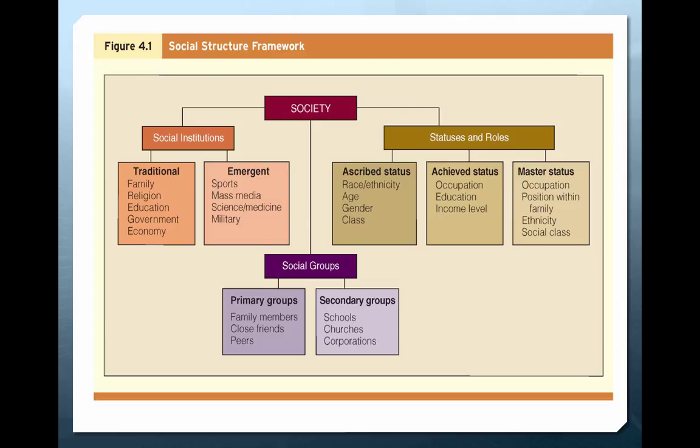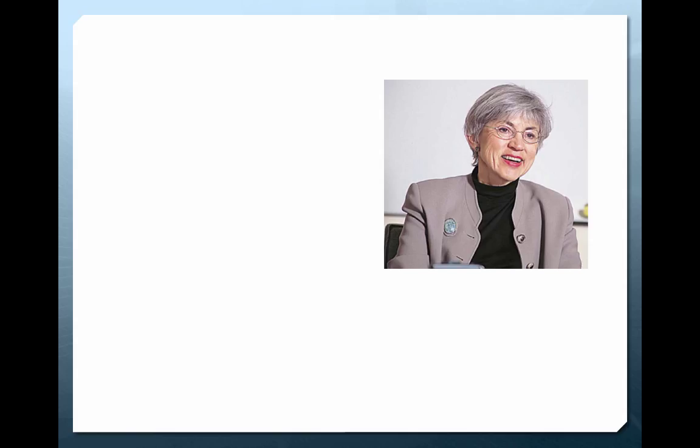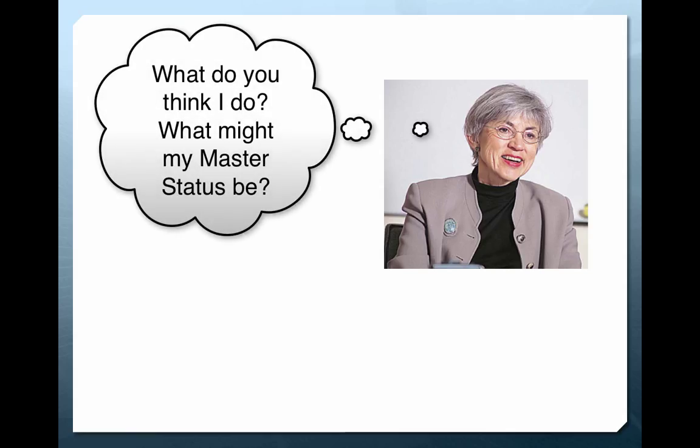Master status, we'll see in a minute, and in fact I'll do that now. This woman here is somebody who has a master status. Now, if you look at her there, you may have some assumptions about who you think she is and what you might think she does. You might look at her and say she's somebody's grandmother. She seems to be a nice old lady.